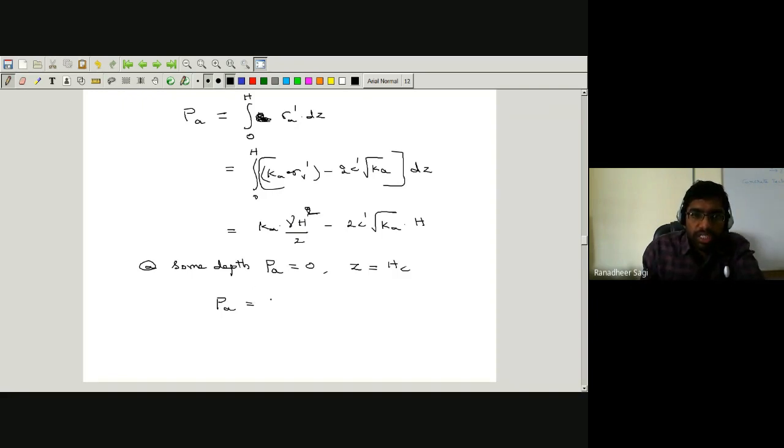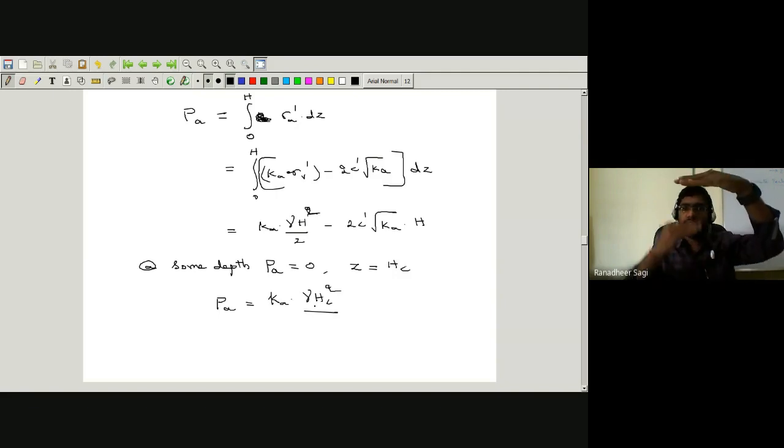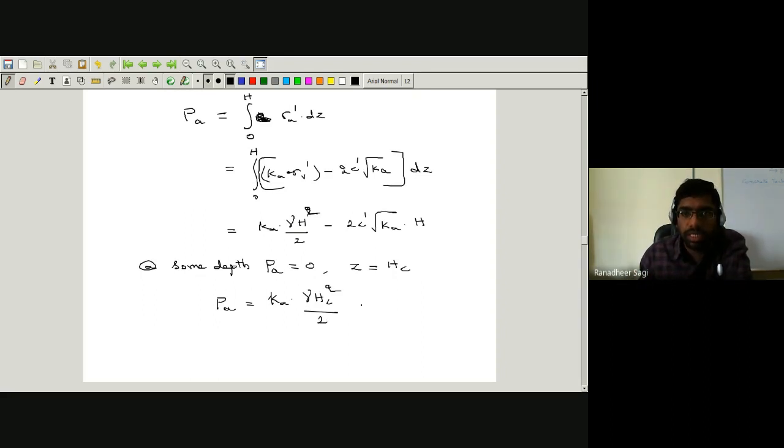Okay, so if I substitute like that and if I go on to integrate it, what I'll be getting is Ka into gamma into hc square. So it's not over the complete depth, only over a certain depth of the retaining wall, that is nothing but hc depth. So that is gamma into hc square by 2 minus 2c dash into under root Ka into hc. Okay, this is what we are going to be having for the expression.